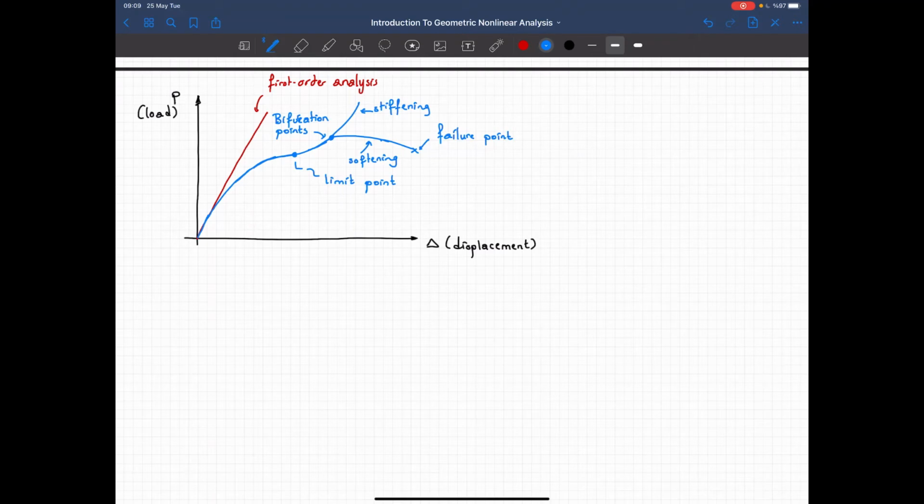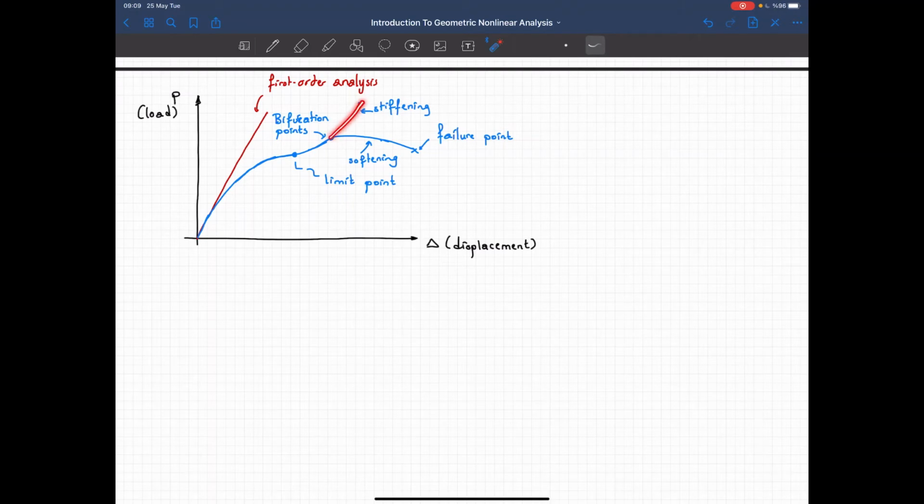So basically, when you perform a geometric nonlinear analysis, you can see all sorts of complexities. You can see softening, you can see stiffening, so your solver should be able to handle both of them. You may have a limit point. Limit point means that your stiffness matrix becomes singular, so you should be able to solve singular matrices. And the most challenging one is the bifurcation point.